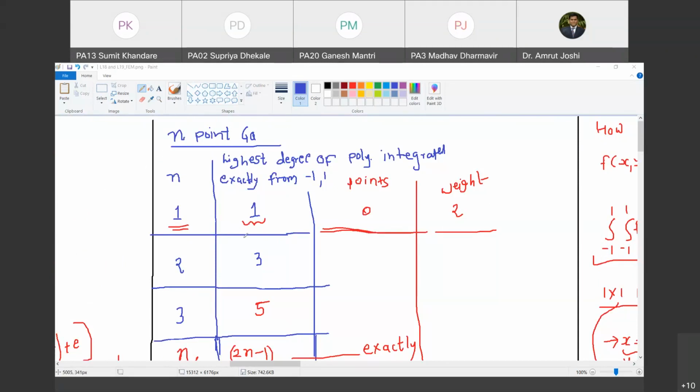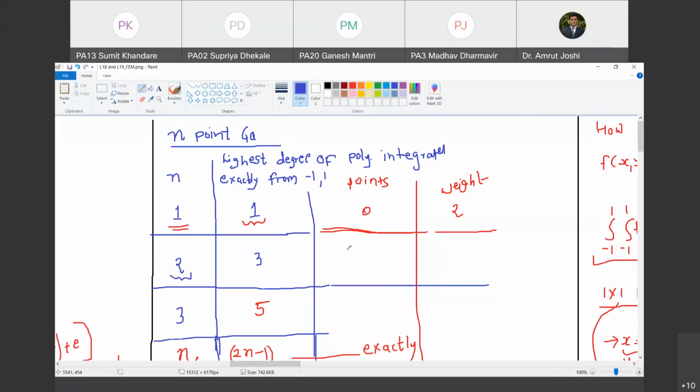Yes, sir. So which point Gauss quadrature should we consider? You have to integrate cubic polynomials. Yes, 2. So in both cases, Gauss quadrature, x and y, I should consider second order, means a 2-point Gauss quadrature. Do you agree with me?